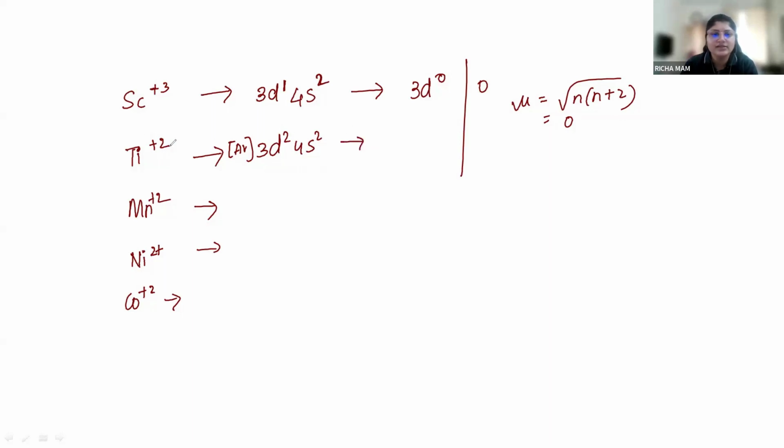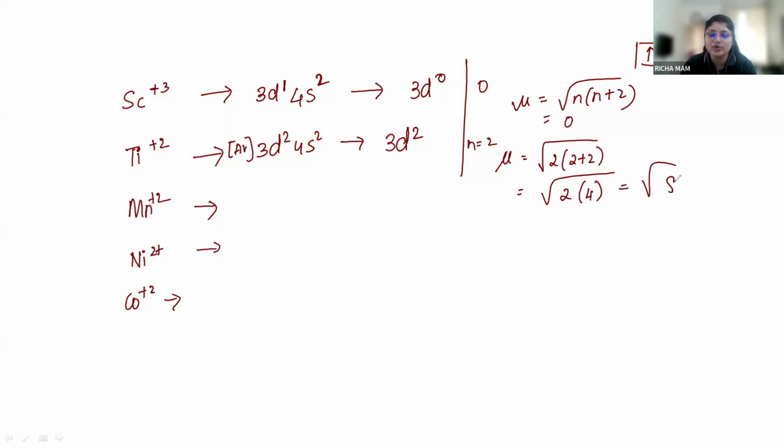So titanium plus 2 means how many electrons? 2 electrons. Now μ is equal to... in the d2 system you have only 2 electrons, so these are unpaired. So n is equal to 2. So the square root of 2 into 2 plus 2, which is 2 into 4, so square root of 8. What will be the answer?